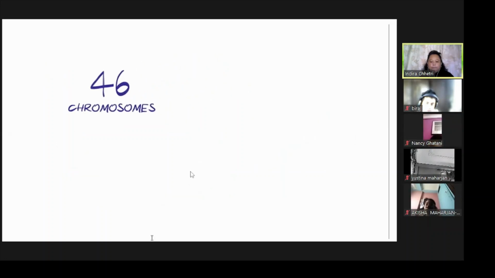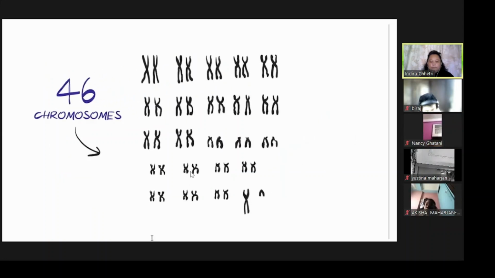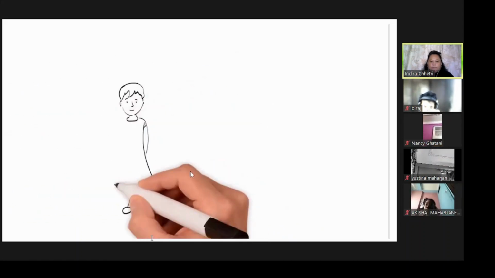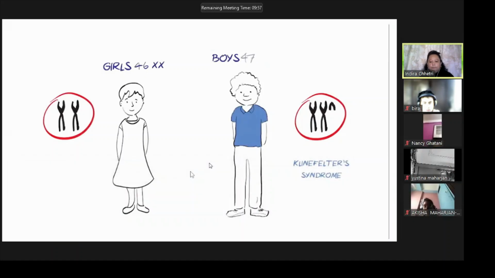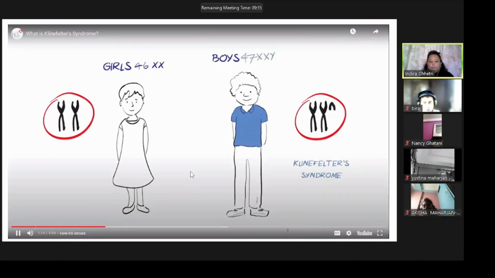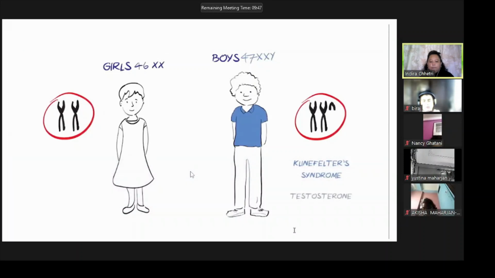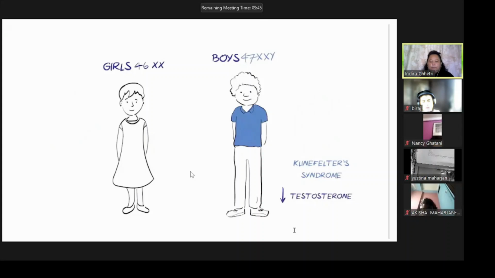Of these 46 chromosomes, one pair is different between boys and girls, the sex chromosomes X and Y. Girls have 2 X chromosomes, while boys have an X and Y chromosome. However, in Klinefelter syndrome, there is an extra copy or copies of the X chromosome. Most commonly, this means that instead of their chromosomes being 46 XY, there are 47 XXY. The extra X chromosome means that their bodies develop slightly differently. The testes do not function properly and produce less of the hormone testosterone.